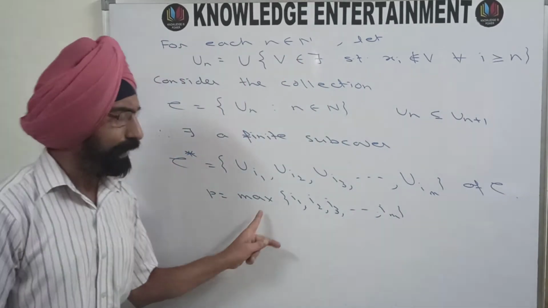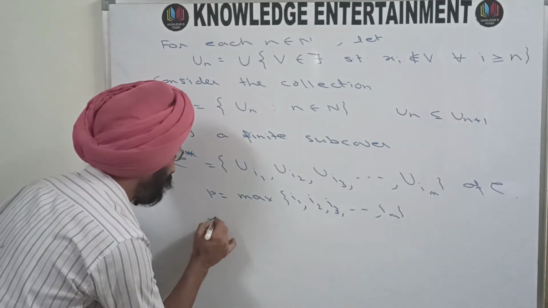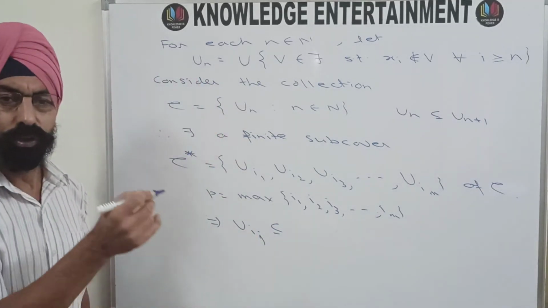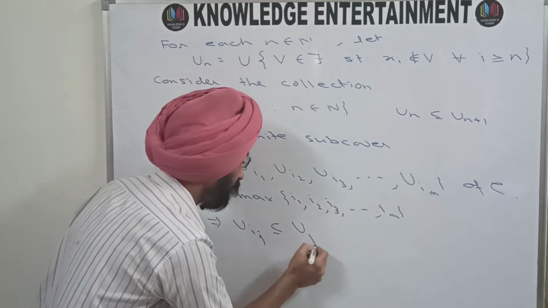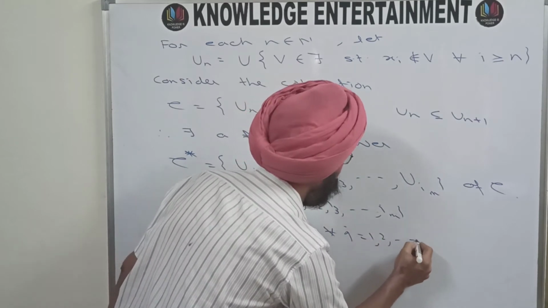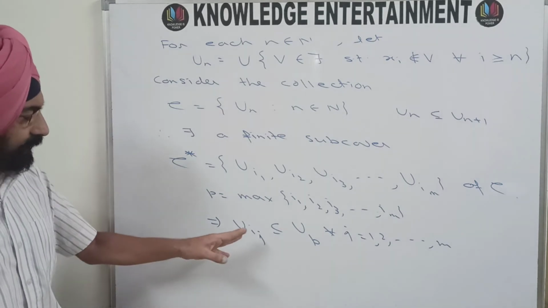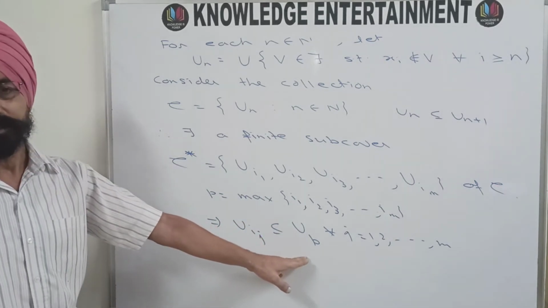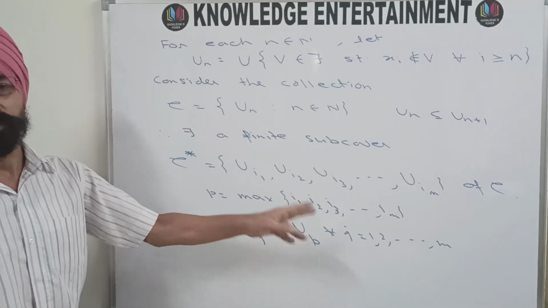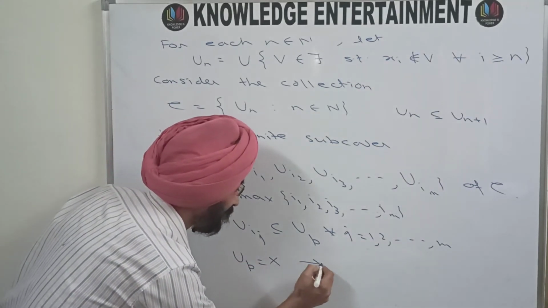if P is the maximum of all these, then Uij will be a subset of Up for all values of j equal to 1, 2, 3 up to M. So that means that single member Up will form a finite subcover of the topological space, or you can say that Up is equal to X, but it is a contradiction.